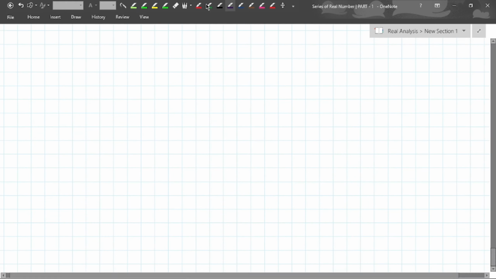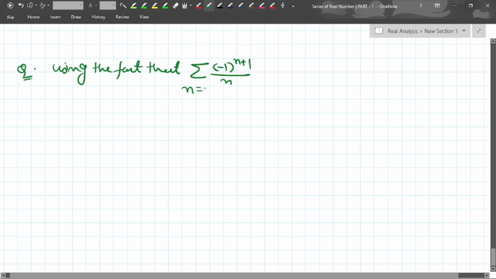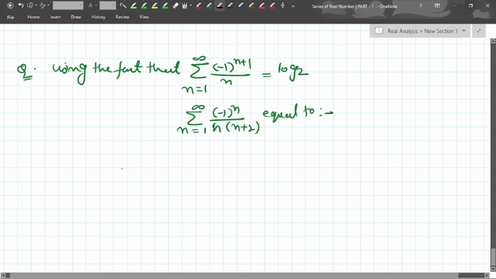Now we can take one more example like this. Using the fact that summation of minus 1 power n plus 1 divided by n is nothing but log of 2, we are asked to find the value. Summation n equals 1 to infinity of minus 1 power n into n plus 1, what is the value of this? Just take it like this.